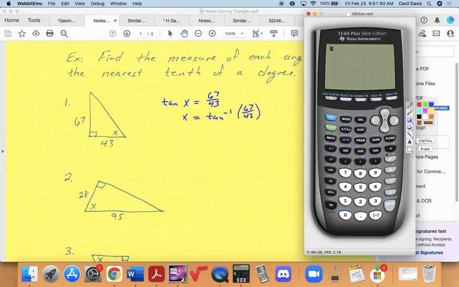If you have a TI calculator, the tangent inverse is right above the tangent in blue, which means you need to hit the second button before you hit tangent. So if you do second tangent, it will do tangent inverse of 67 over 43. And it said to round that to the nearest tenth of a degree. So to the nearest tenth, this is 57.3 degrees.